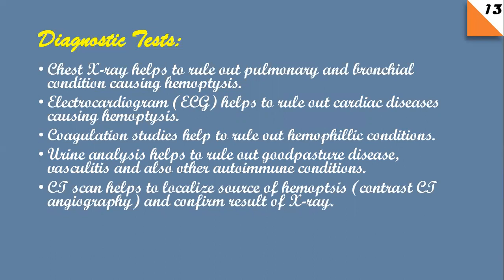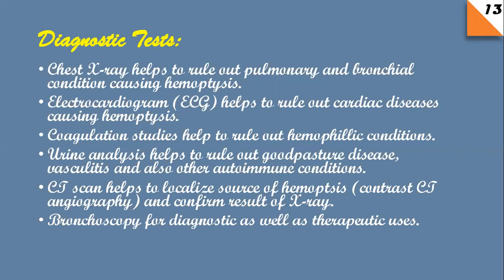So we do a CT scan for two things. The first one is confirmation of our x-ray results, and the next is the localization of the source of hemoptysis. But for localizing the source of hemoptysis, we use contrast CT angiography. And finally, we talk about bronchoscopy. Bronchoscopy is quite important in any of the pulmonary conditions because it can be used for both diagnostic as well as therapeutic purposes.